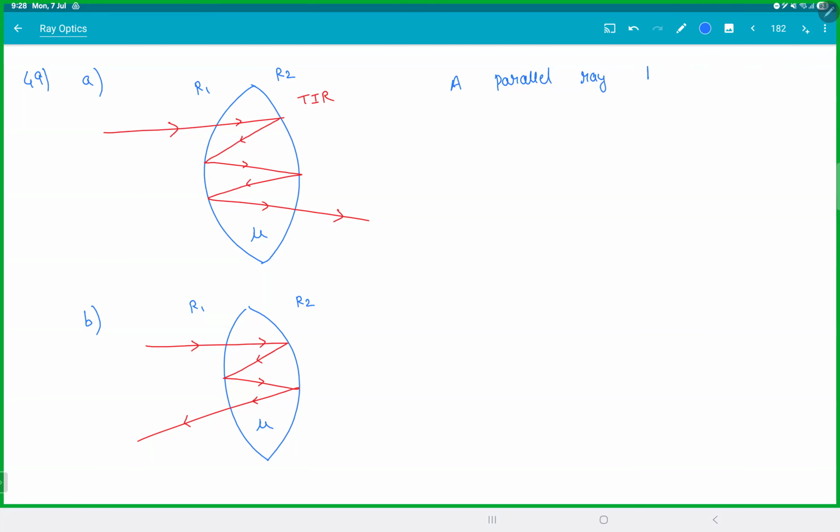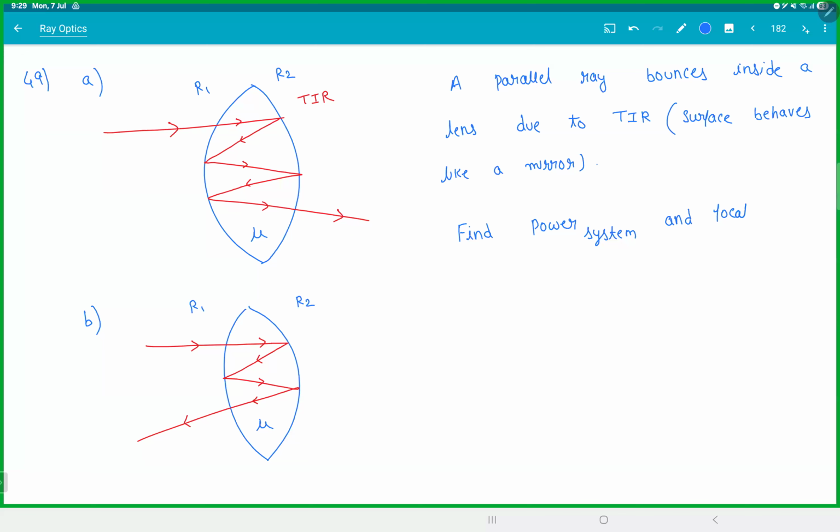Find power of the system and the focal length. Think how you approach this. This is a type of question where you have to think a little, but it is easy to solve. You can think of this as a case where you have multiple mirrors.